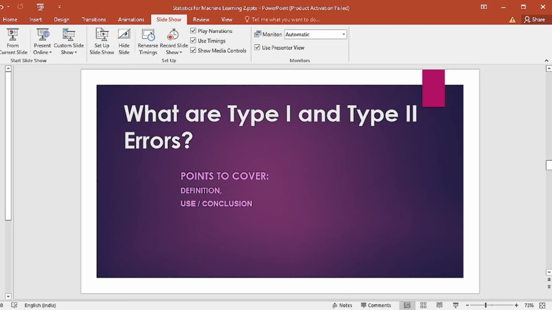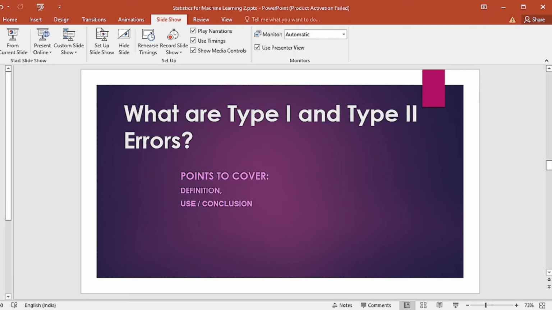Type 1 error, also known as false positive, occurs in statistical hypothesis testing when a null hypothesis that is actually true is rejected. In other words, it's the error of incorrectly concluding that there is a significant effect or difference when there isn't one in reality. That means one is not false but is predicted as false.